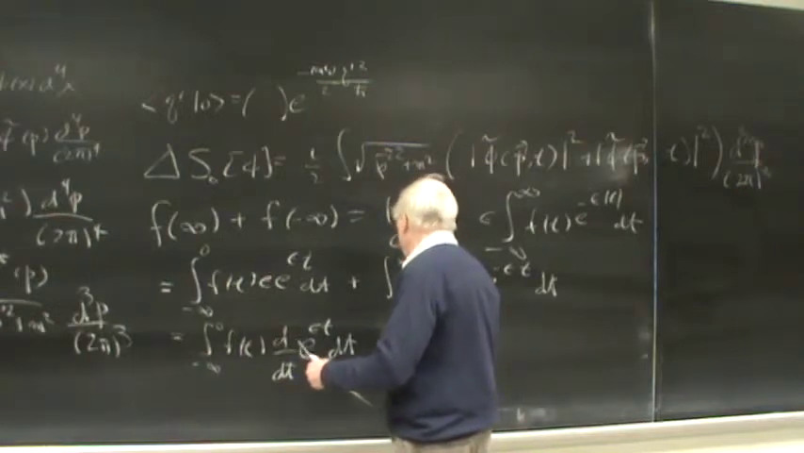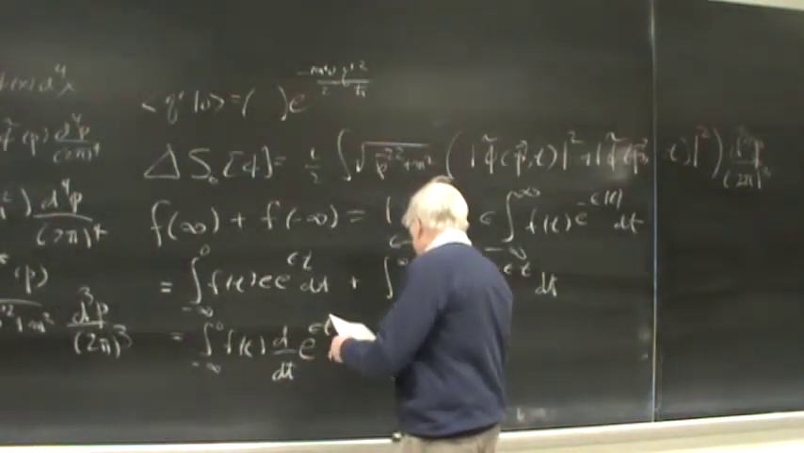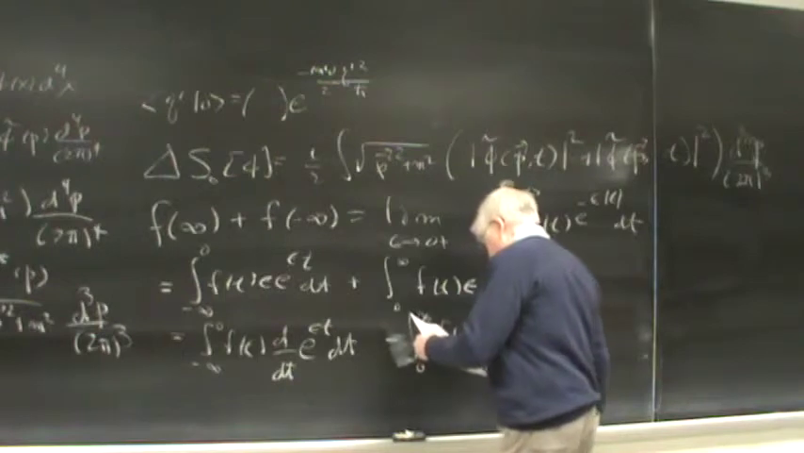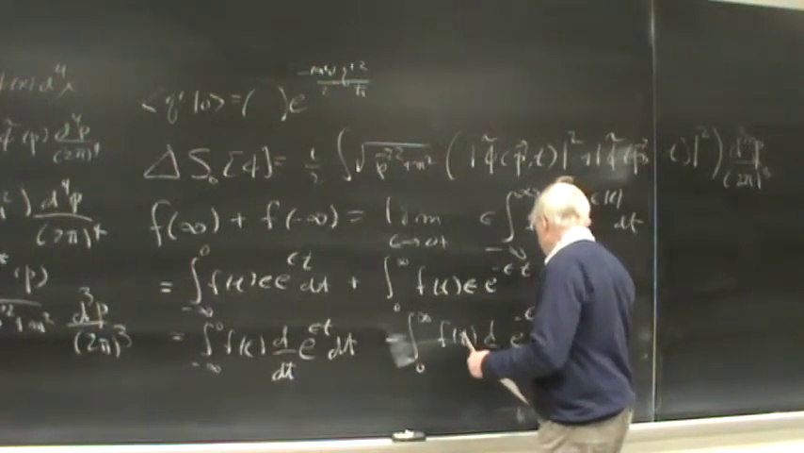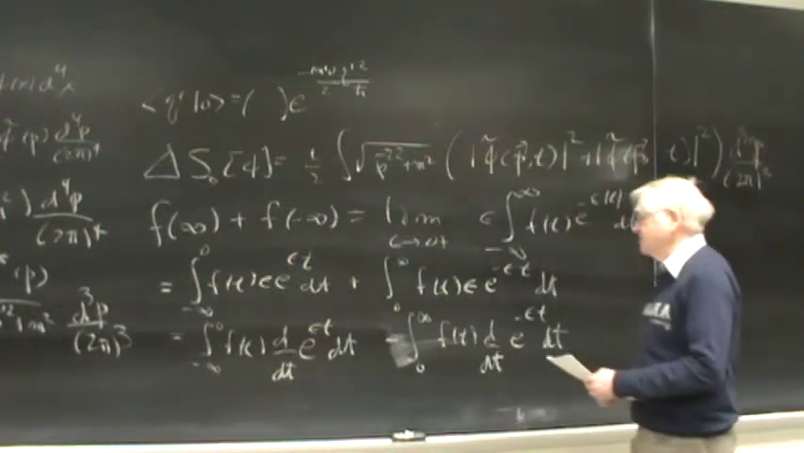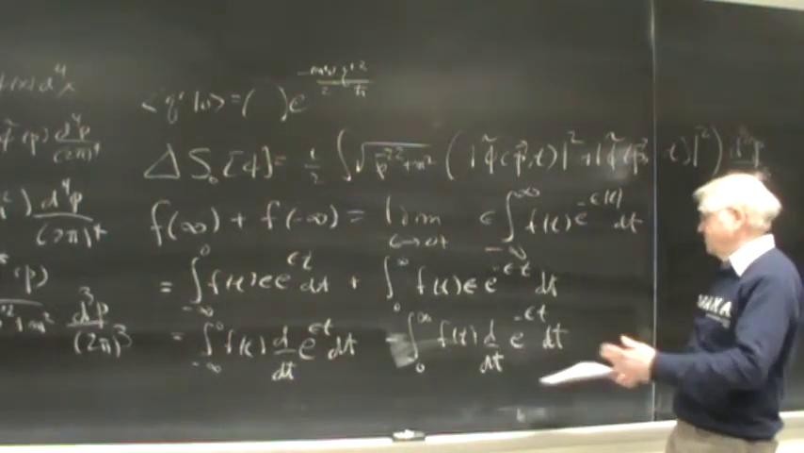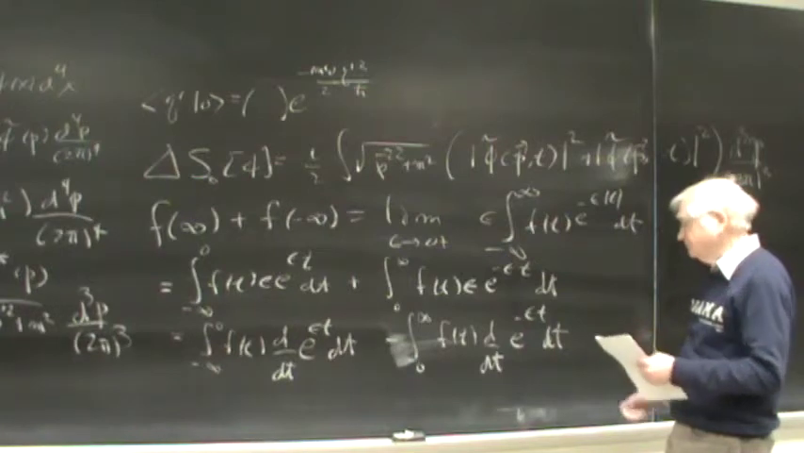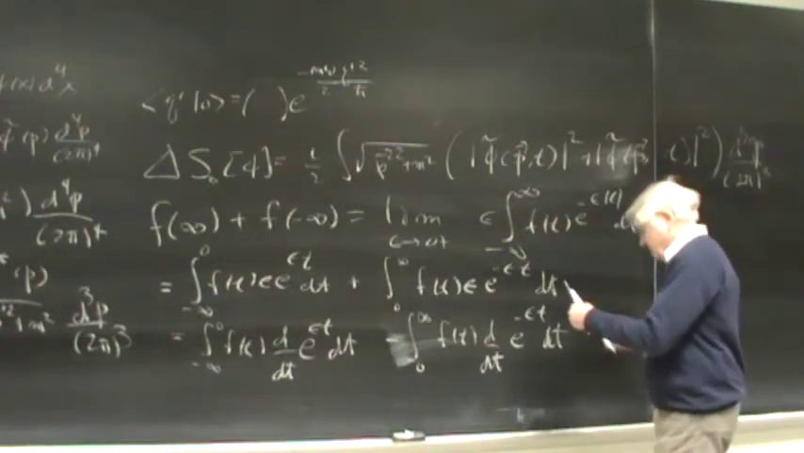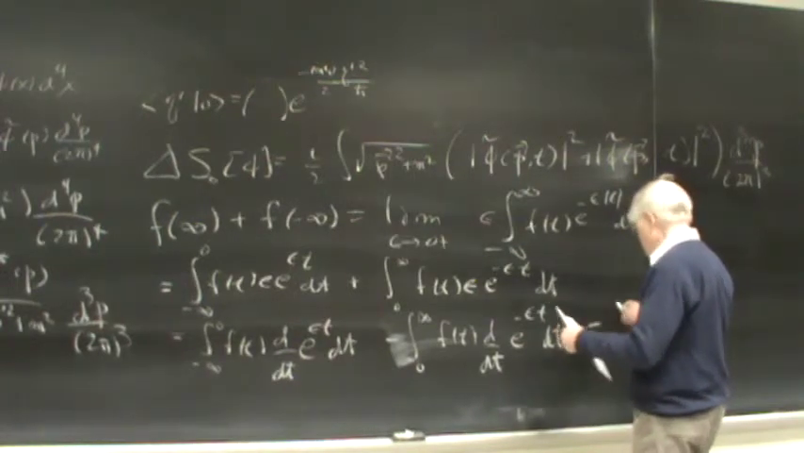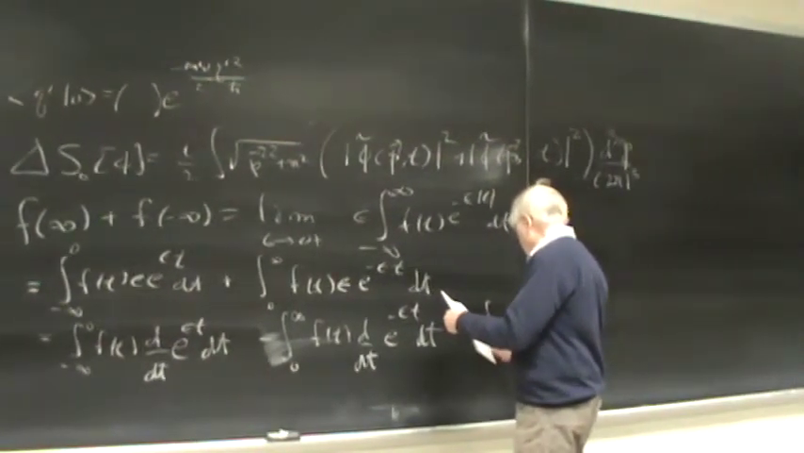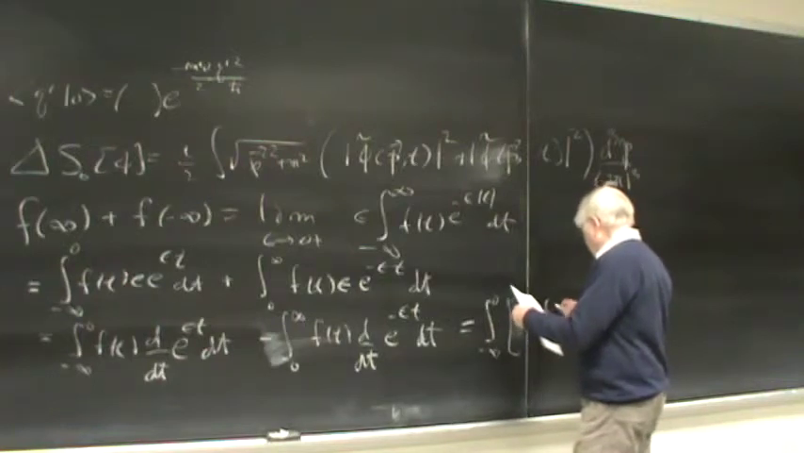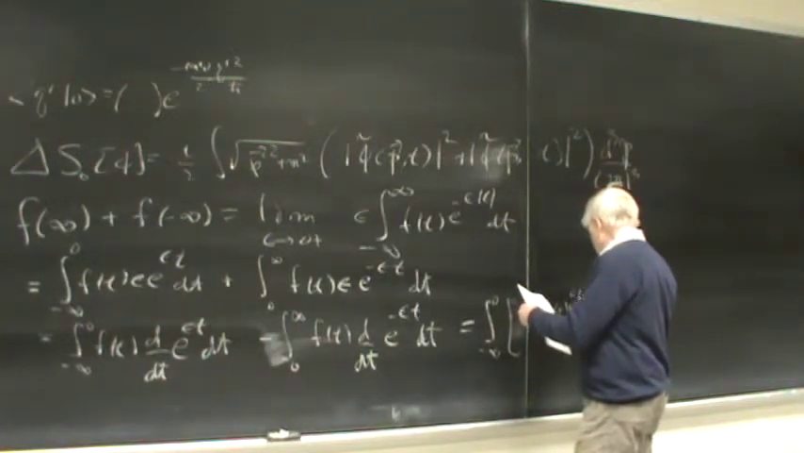Okay, so that's one part of this. And the next part, you see, we put a minus sign here, and we have 0 to infinity f of t, d/dt, e to the minus epsilon t dt. Okay, so this is that identity just rewritten slightly. And so we can now rewrite this whole thing as two integrals, namely integral minus infinity to 0, and I'm going to say d f of t e to the epsilon t.